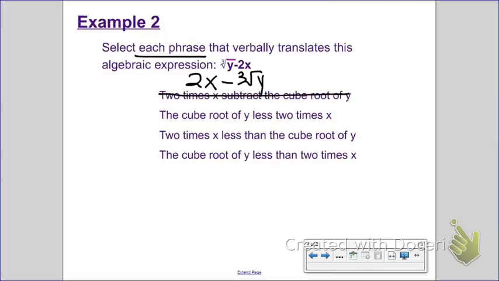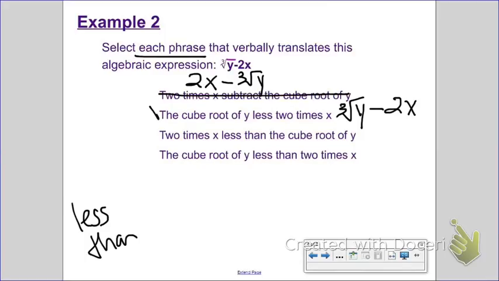The cube root of y, we're off to a good start, the cube root of y less 2 times x. That's kind of a funny phrase. If it just says less, it means subtract. It's when you have "less than" that you're going to switch the order. So this second one is correct. The third one, 2 times x less than, there's my switch word. So I know 2 times x has come in second, and it says the cube root of y. So this one also works.